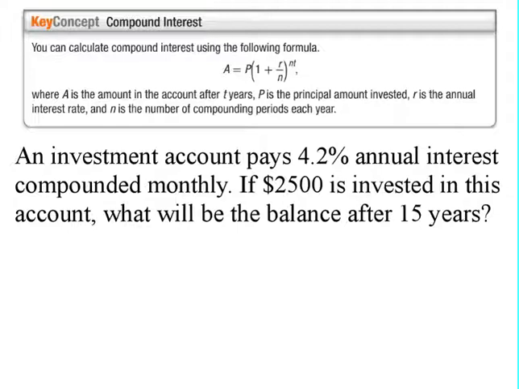A is your final amount. So you could just put final amount for A. P is your principal, so you don't have to put amount invested. You can just put P is the principal. R is the annual interest rate. So R is the rate, biggest thing here, as a decimal. And N is the number of compounding periods each year. And so these are the last few problems we're going to look at for today. And I think you're going to find that this formula is fairly easy.